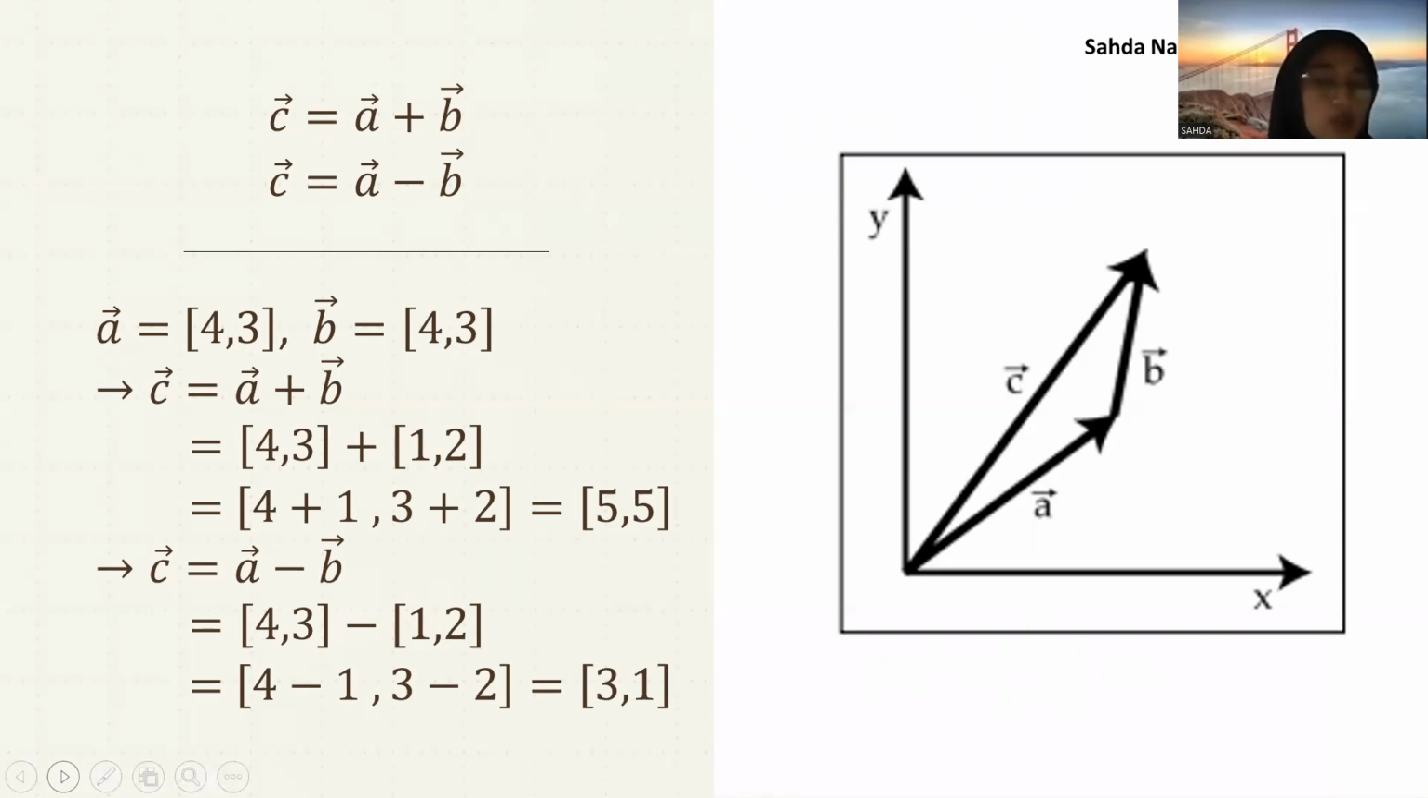We add vectors component by component. That is to say, we add the x components together and then separately we add the y components together. For example, if vector A is (4, 3) and vector B is (1, 2).